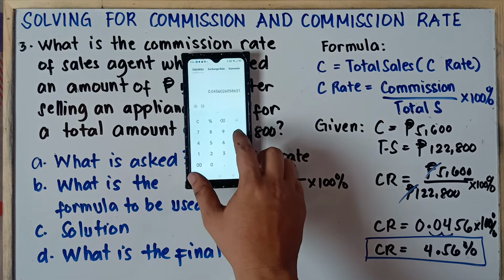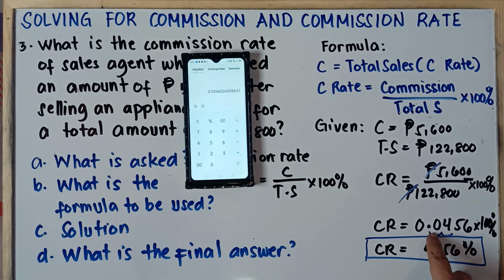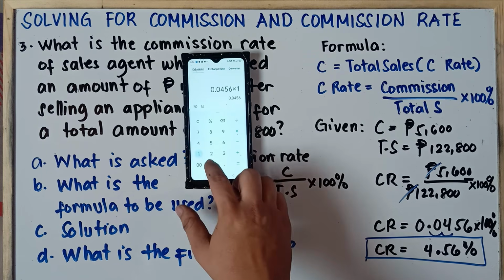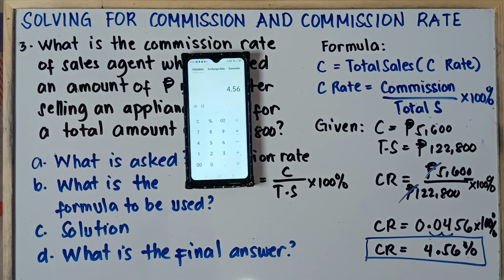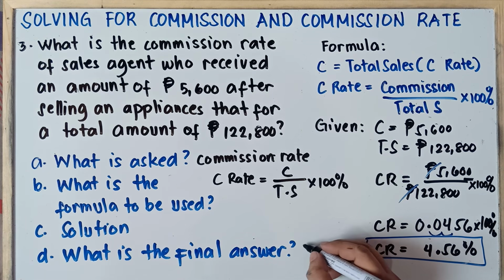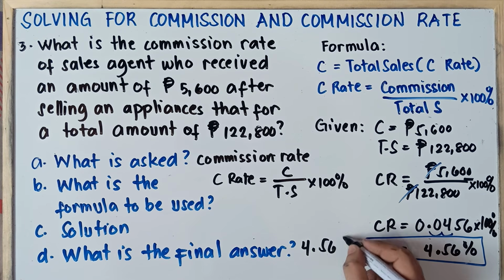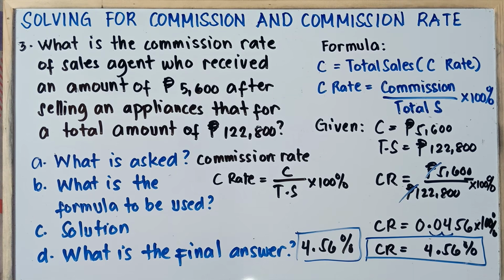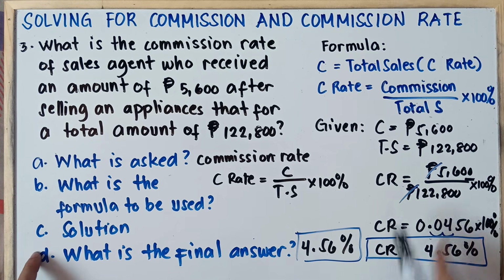Once again, 0.0456 times 100%, times 100. The answer is 4.56, so 4.56%. Do not forget, class, to put percent because you're looking for the commission rate. So the final answer, that would be 4.56%. That's it, class, all set. And this will be our solution for letter C.